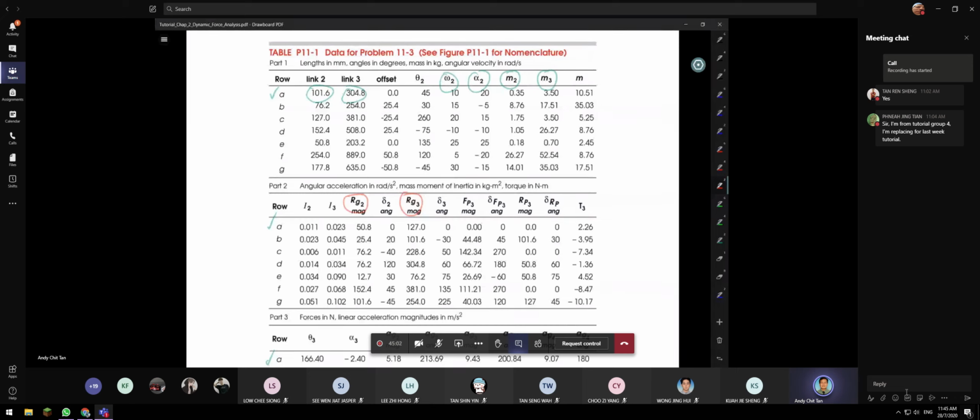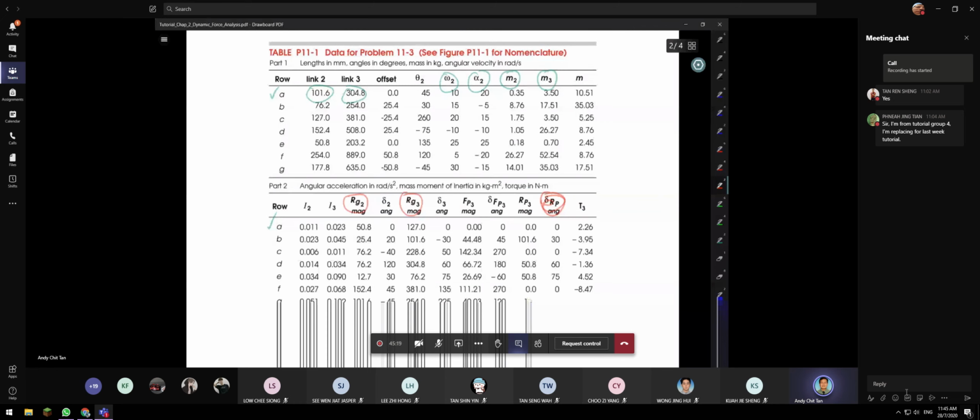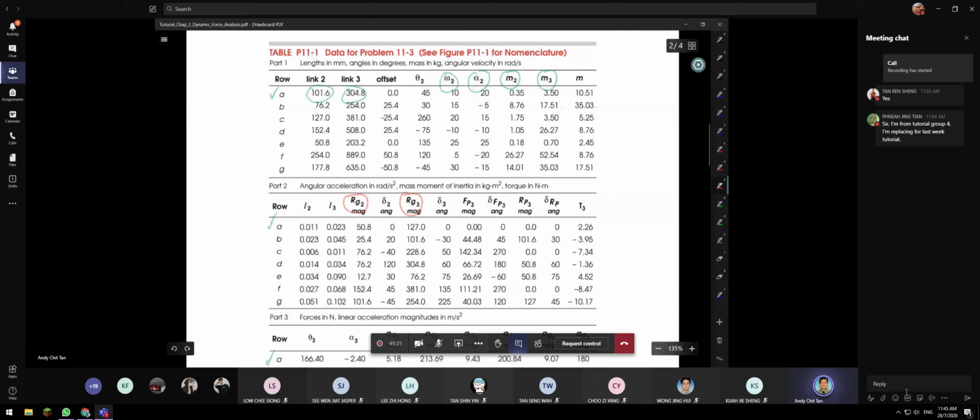Now we have RP3 and RP, that's the angle of the force. They are all zeros, isn't it? So this one we can ignore. We can ignore these two values. We are only given this, so we know the direction.